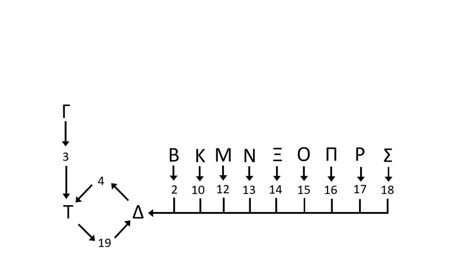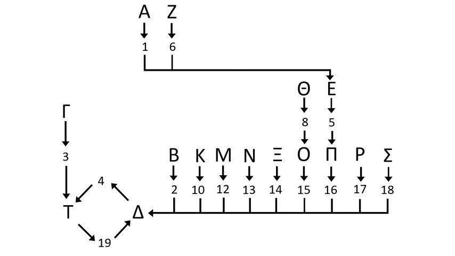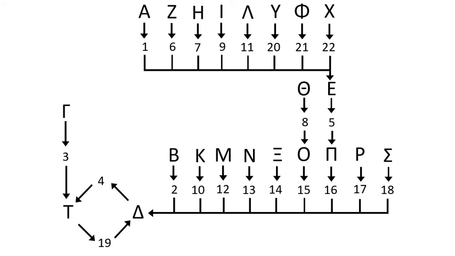And starting with omicron is the word for 8 because it's like octo. So that gives us theta. And starting with pi is the Greek word for 5 because it's like penta, and that gives us epsilon. And then everything else starts with epsilon. So there's alpha, zeta, eta, iota, lambda, upsilon, phi, chi, psi, and omega.